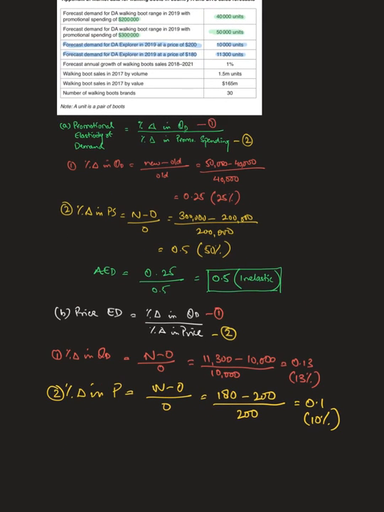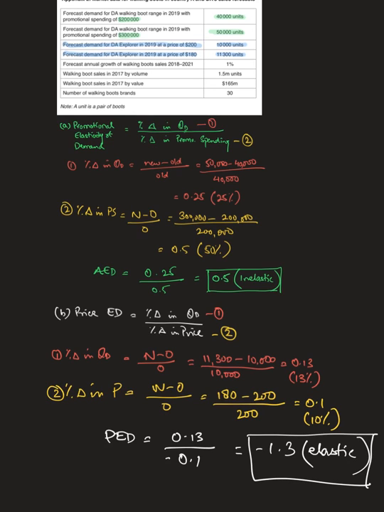The final step is plugging it into the formula. So PED equals percentage change in quantity demanded, 0.13, divided by 0.1, and this gives you a PED of 1.3, which makes it, sorry, elastic. And that's how you solve this question.